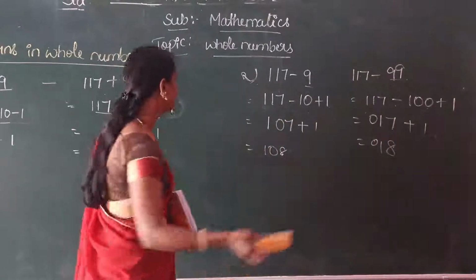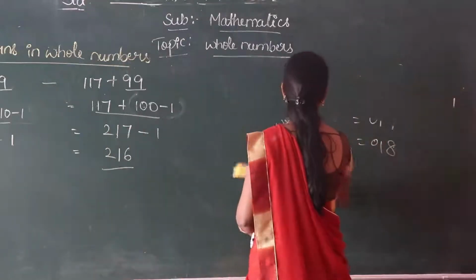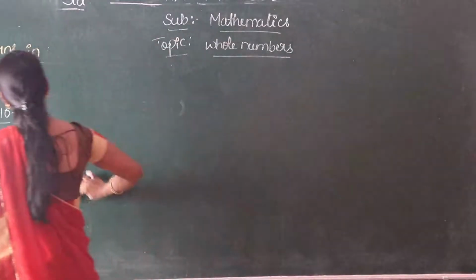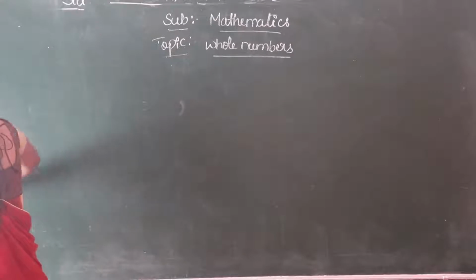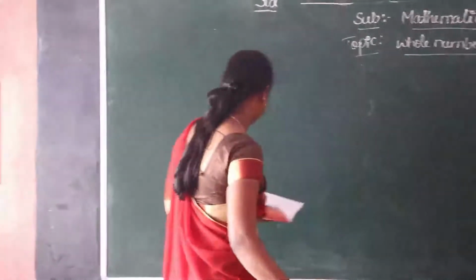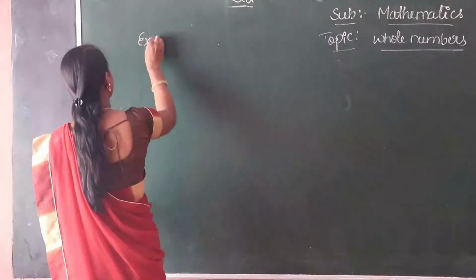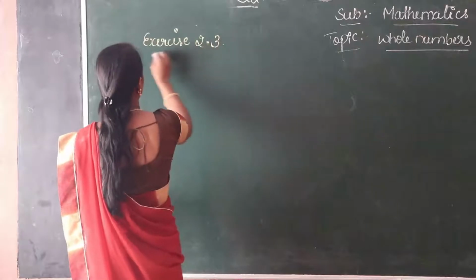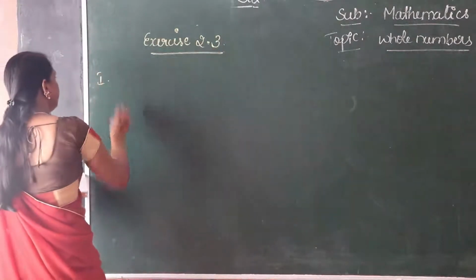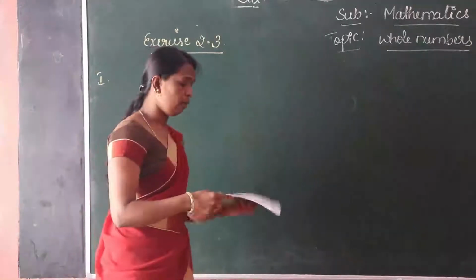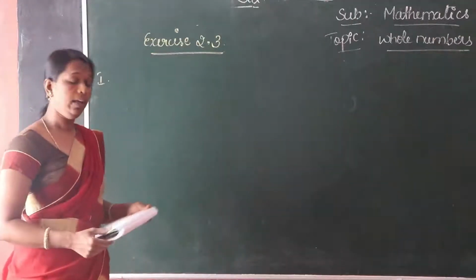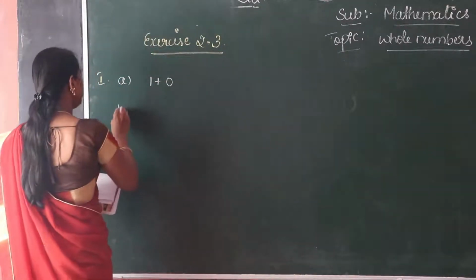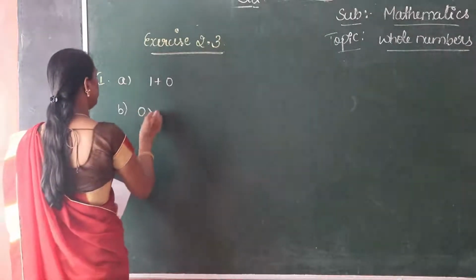Let us move to the exercise. Exercise number 2.3. For that one, first one: which of the following will not represent 0? Here we are given 4 examples. We conclude which are not 0.